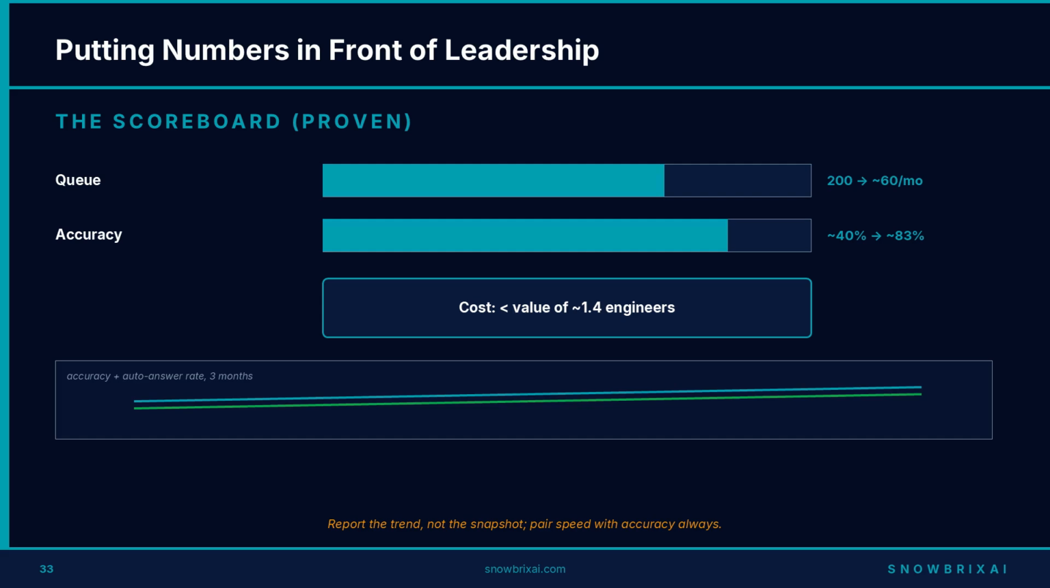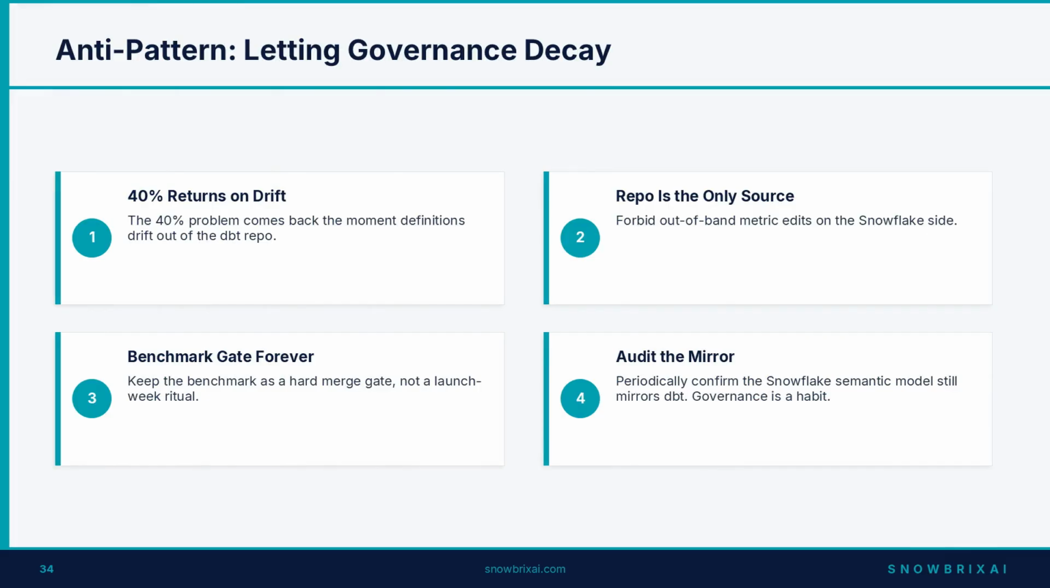Against a known system cost, less than the value of 1.4 engineers, report 3 numbers monthly: accuracy, queue, and cost. Show the trend, not a single snapshot. Tie it to the business case, engineers return to roadmap work, and include the backlog as the path to next quarter's gains. And here is the slow trap.